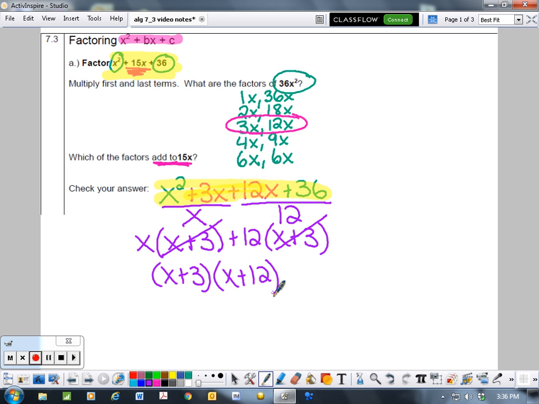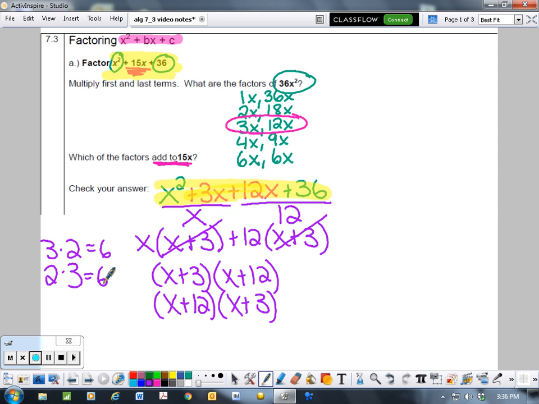Now, another question people ask me is, is this the same answer as x plus 12 times x plus 3? And I usually answer them with another question: is 3 times 2 the same thing as 2 times 3? And yes, that's the commutative property. 3 times 2 is 6, 2 times 3 is 6. So it doesn't matter the order that you multiply because you're going to end up with the same answer. So this is the same answer as that. Okay, so we're going to practice some more.